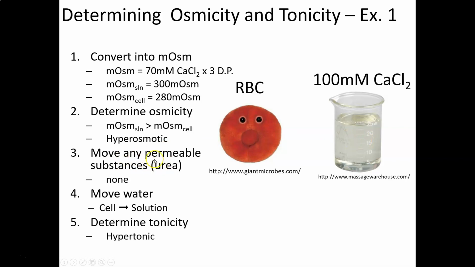Move any permeable substances. In our case, it's just urea. There is no urea here, so don't worry about it. So now we draw the arrow from the smallest to the largest. Since it's 280 in the cell, 300 in the solution, I draw an arrow towards the solution.